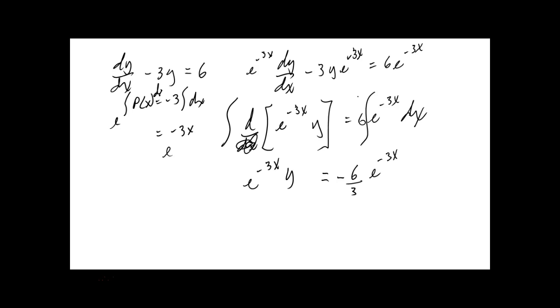Now, if you don't believe it, check it, okay? This will be a minus 2 e to the minus 3x. Take a derivative of that, and what do you get? Minus 2 e to the minus 3x times a minus 3, which is 6 e to the minus 3x, right? Yeah, so that does work. All right?